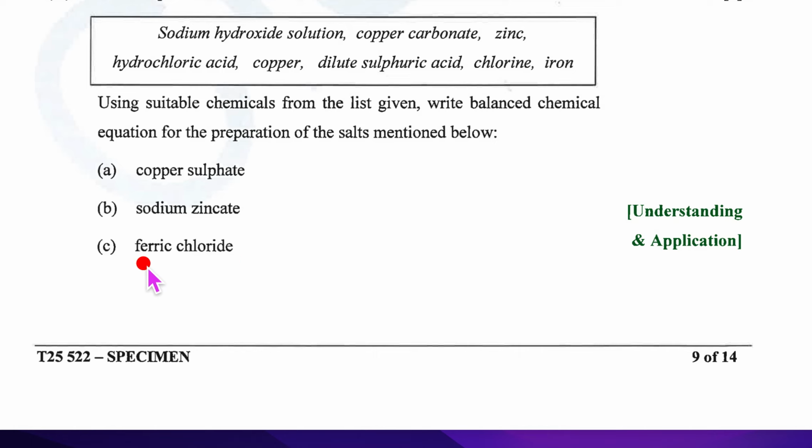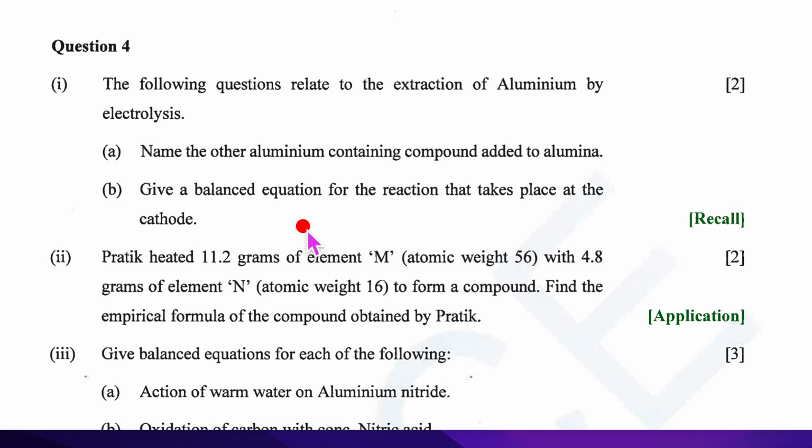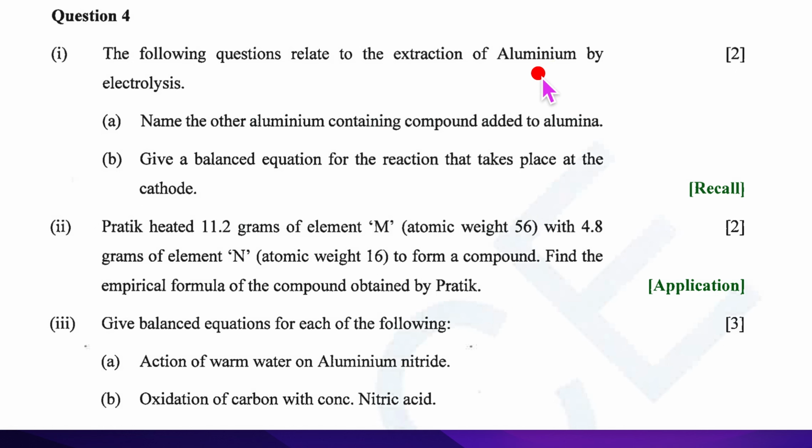Ferric chloride is Fe plus Cl2, direct combination or synthesis. So is there iron? Yes. Is there chlorine? Yes. So 2Fe plus 3Cl2 gives you 2FeCl3. That is the reaction. Number 4, extraction of aluminium.